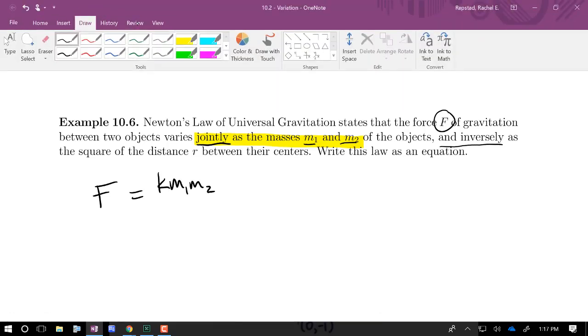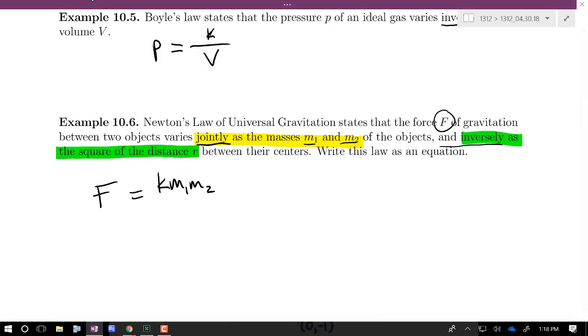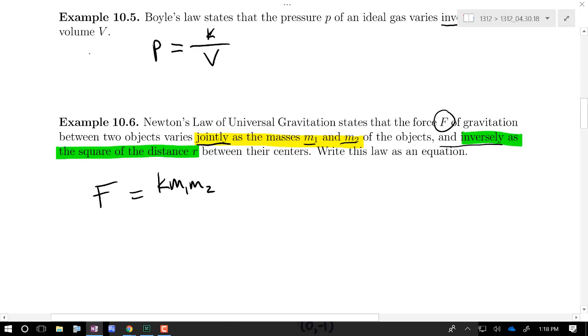And then inversely as the square of the distance. So how do I incorporate that into this equation? Yeah, we just divide by r squared. There's no new constant that we introduce, right? It's just one single constant of proportionality that we use here. But there's the law of universal gravitation.